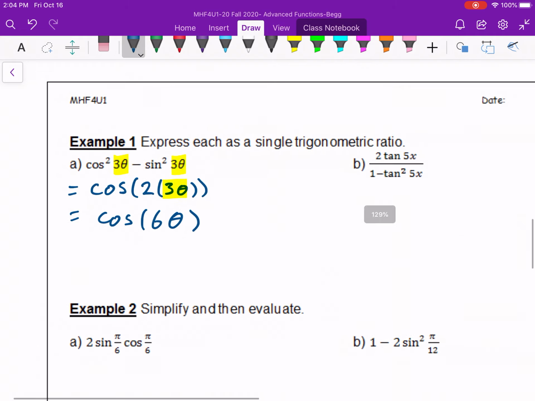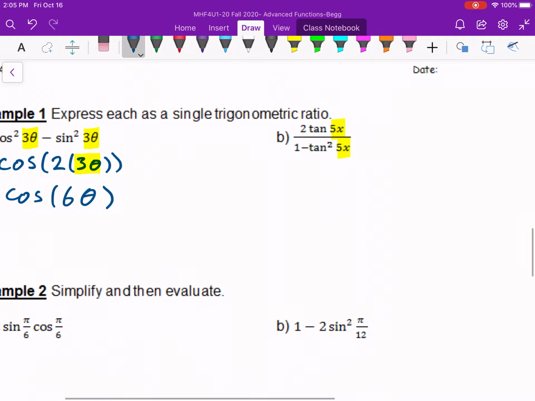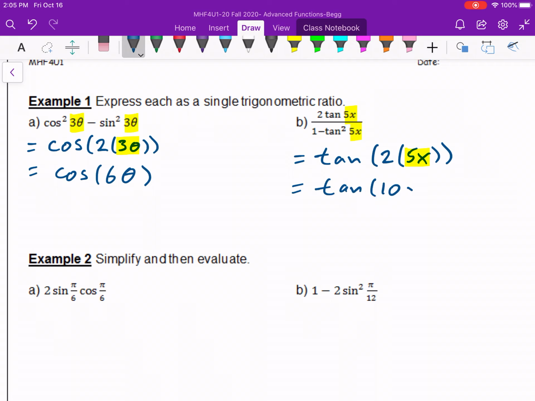Likewise, I need to identify what my angle is in part B, because that looks like our double angle formula for tan, and our angle would just be 5x. So I recognize it as the double angle formula for tan, so it would be tan 2 times the angle, which in this case is 5x. So that simplifies down to simply tan 10x.